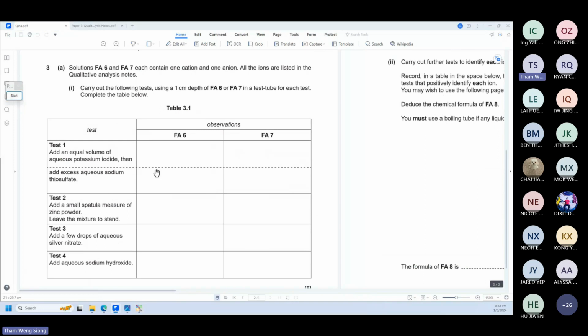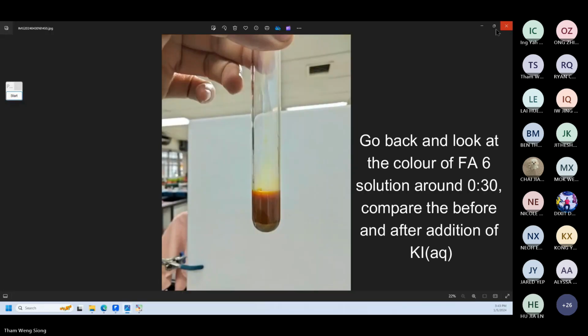Okay. Now everybody got those two colors ready, a screenshot ready, right? Now I'm going to do the first one. Add potassium iodide, Fa6. Can all of you see this clearly? This is Fa6 add potassium iodide. Please write down your observation.